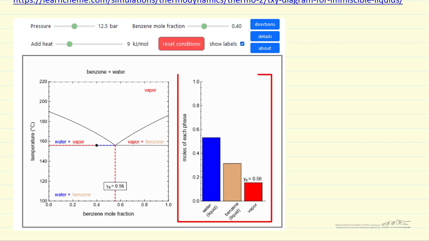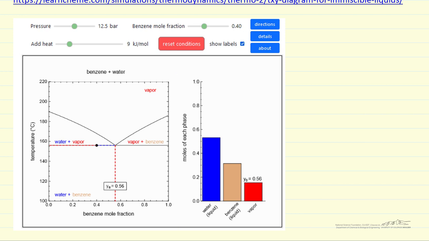The bar graph on the right represents how much of each phase we have, where we have a total of 1 mole: liquid water, liquid benzene, and the vapor. And then the mole fraction of vapor is given. So for this particular condition where the dot is here, this is the mole fraction of vapor, which is this dashed red line.